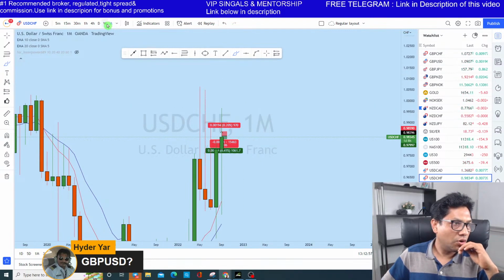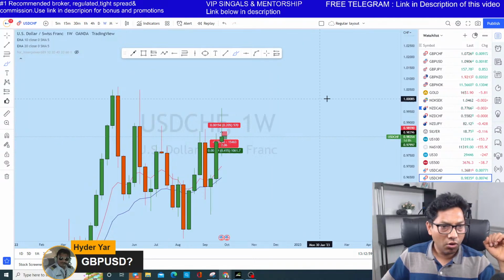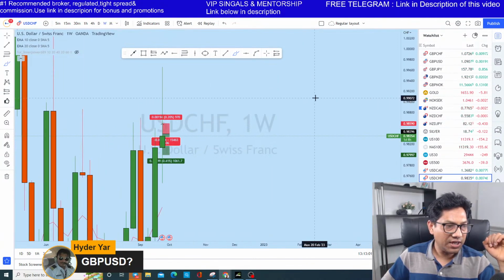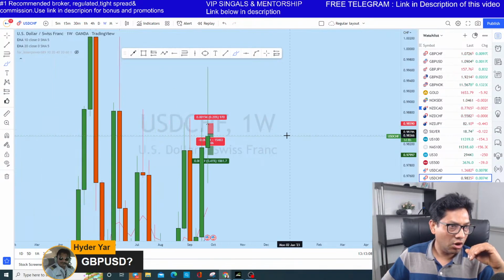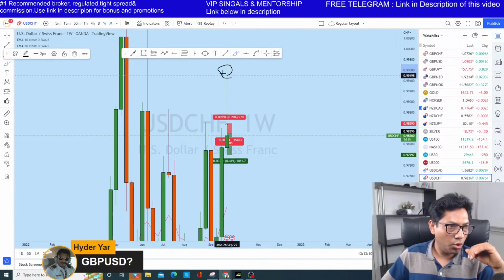Okay, so let's look at the weekly. On the weekly perspective, we see that USD CHF has created a candle that has a long wick at the top. It's a very long wick.